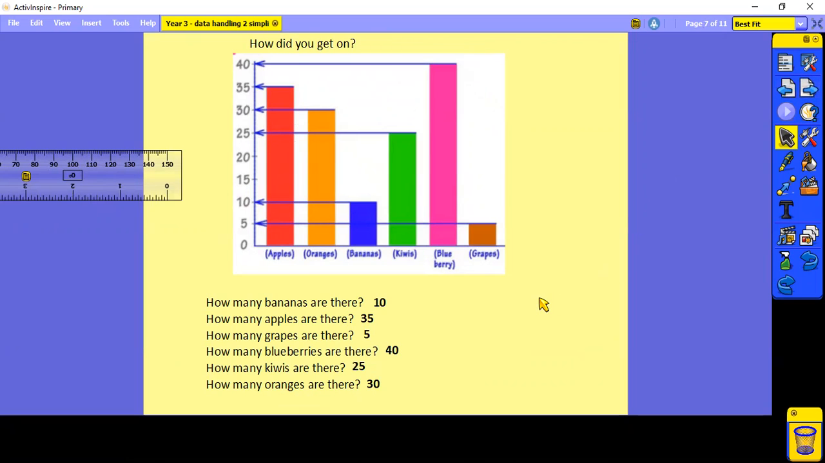How did you get on? So how many bananas are there? There are 10. How many apples? 35. How many grapes are there? 5. How many blueberries are there? 40. How many kiwis? So we look across, 25. And how many oranges? There were 30.